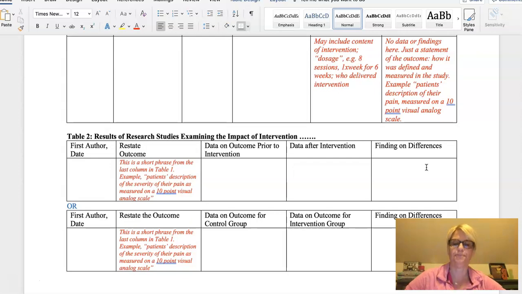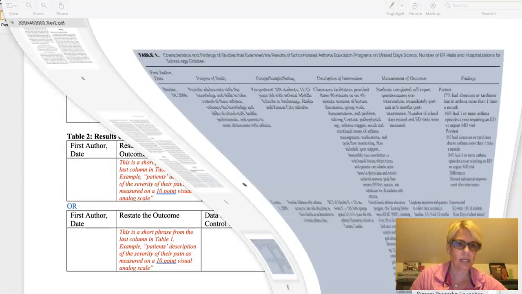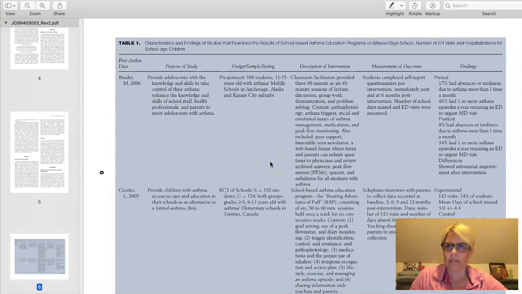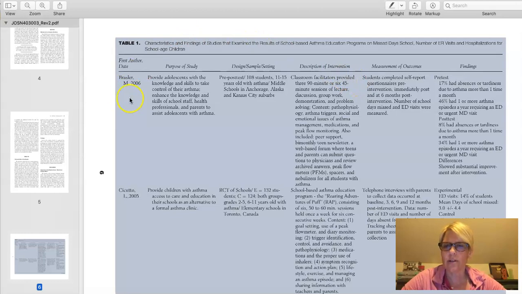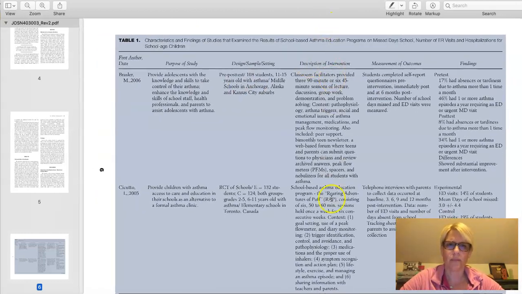The intervention didn't work. So let's look at some examples. This example is from this study we've been looking at that you have as an example, the school-based asthma education program on missed number of days of school and ER visits. So they start here. It looks very similar, and this is one that has an intervention, so they have the purpose. And again, it's not a complete sentence. They just provide adolescents with the knowledge and skills, and they go on. The design and sample setting is here in 1, so pre-test, post-test, 108 students, 11 to 15 years old with asthma.